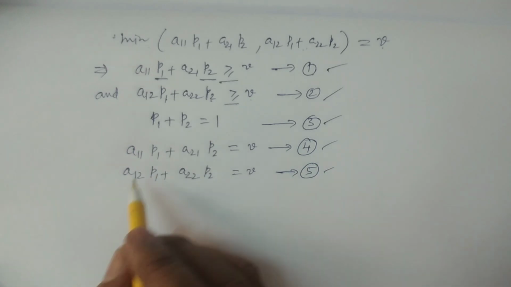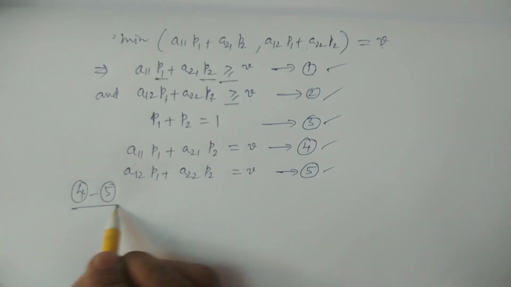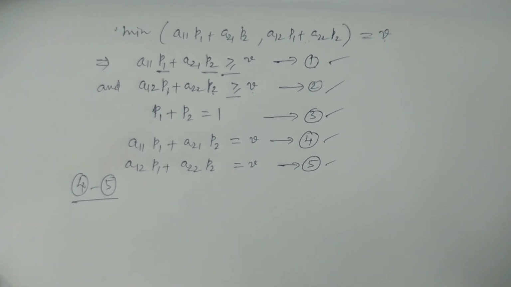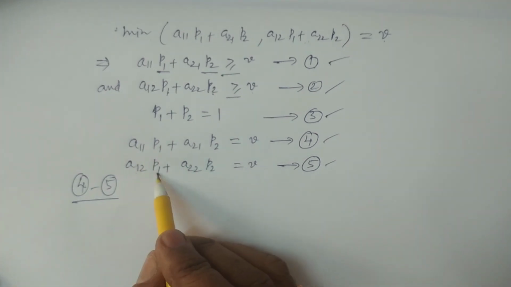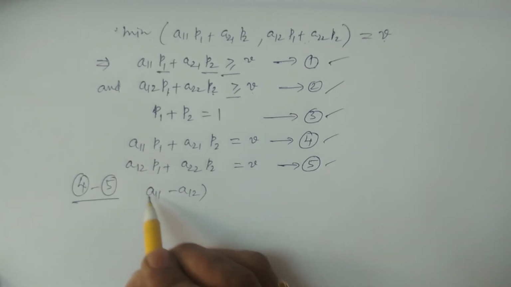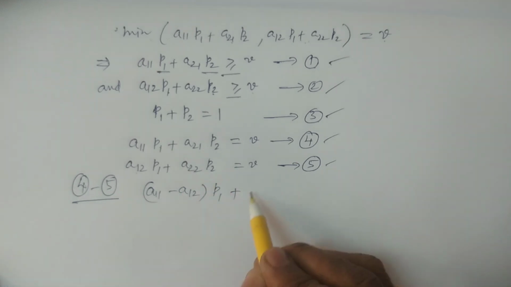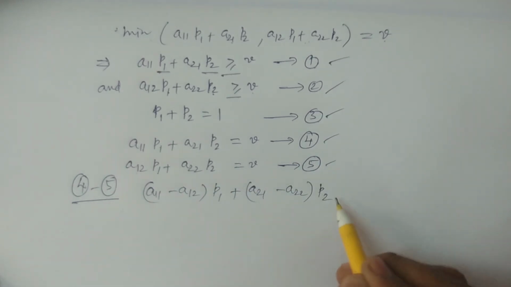For which I subtract 4 and 5, that is, 4 minus 5. So what you will get is A11 minus A12 multiplied by P1 plus A21 minus A22 multiplied by P2 is equal to 0.